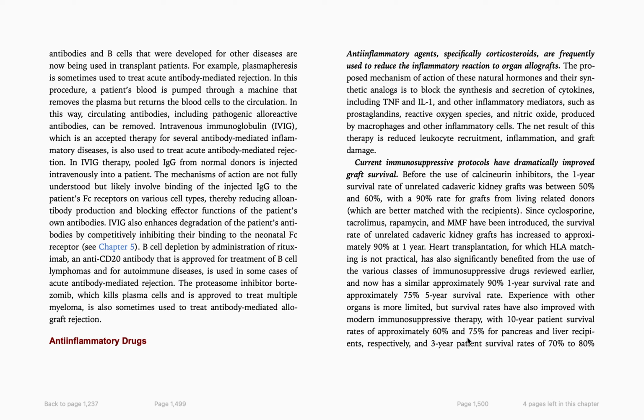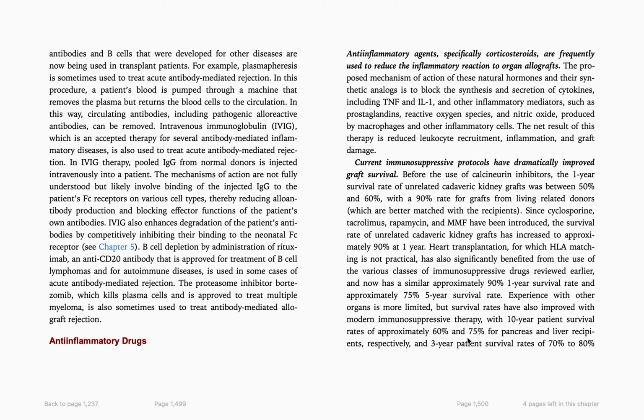Before the use of calcineurin inhibitors, the 1-year survival rate of unrelated cadaver kidney grafts was between 50 to 60%, with a 90% rate for grafts from living related donors, which are better matched to the recipients. Since cyclosporine, tacrolimus, rapamycin, and MMF have been introduced, the survival rate of unrelated cadaveric kidney grafts has increased to approximately 90% at the first year.